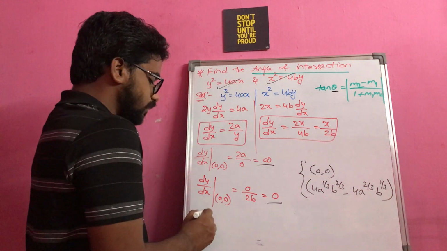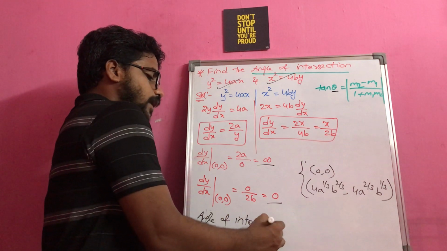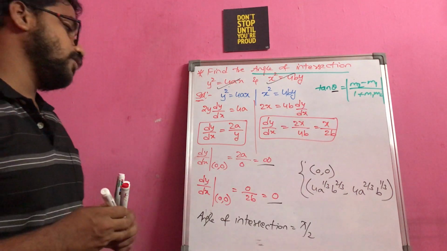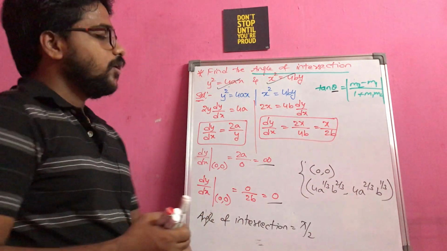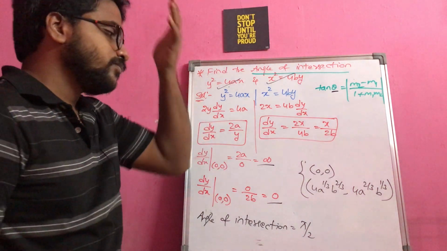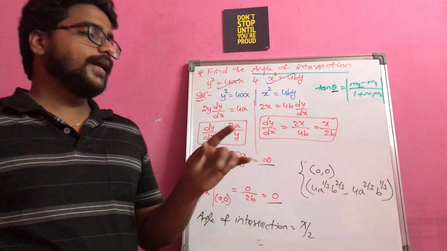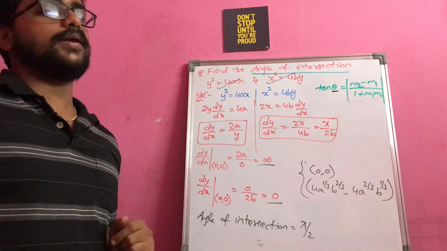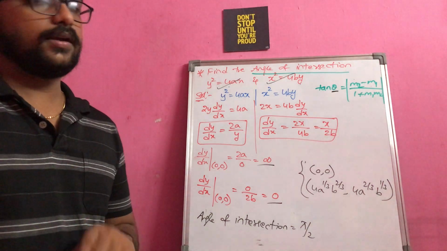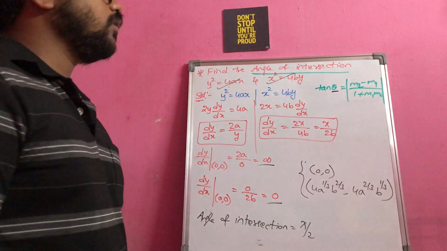Obviously the angle of intersection between them will become 90 degrees. Angle of intersection will be equal to pi by 2. So you should understand why we are saying this as pi by 2. Simple reason, when you are getting slope as 0, indicating that the line is parallel to the x-axis. When you are getting infinity, the line is parallel to the y-axis, indicating that the x-axis and the y-axis lines are perpendicular to each other all the time. That's why the angle of intersection is pi by 2. Clear? Right. Now, we found it at only 0, 0.